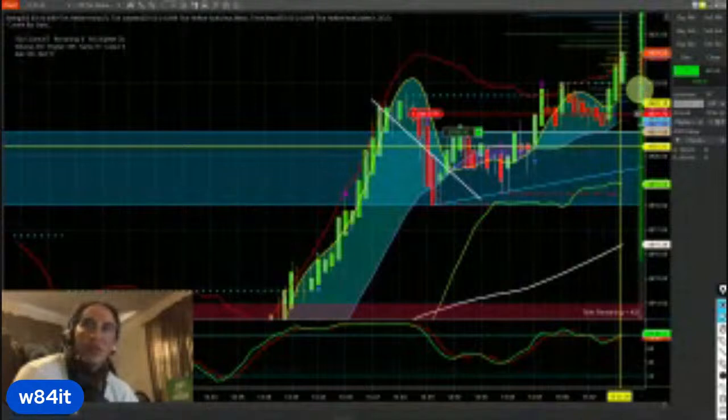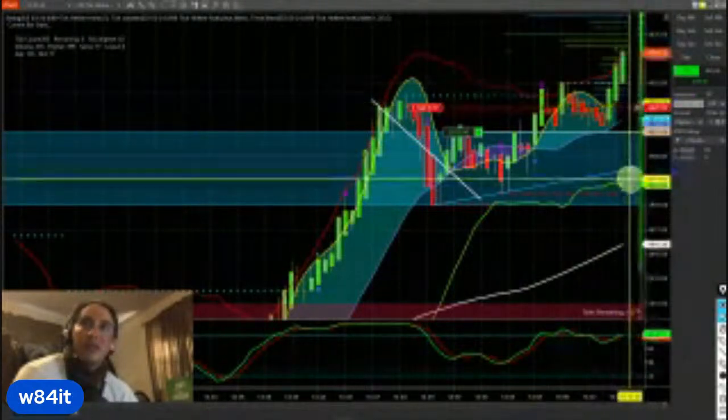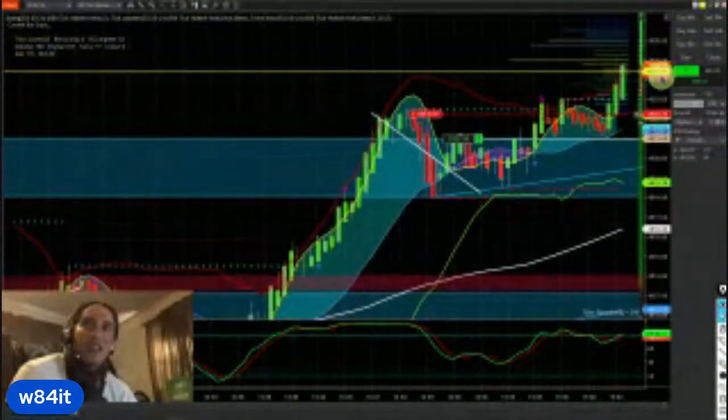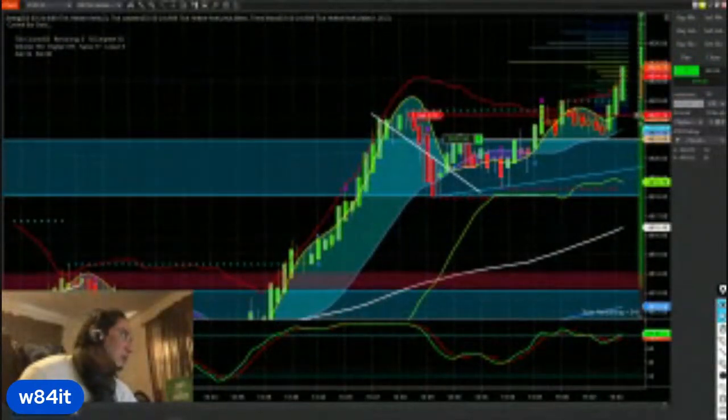Lots of volume coming in right here, green going all the way up, and then if you look at this meter, that's JT stats. I can find that one too for you if you want.